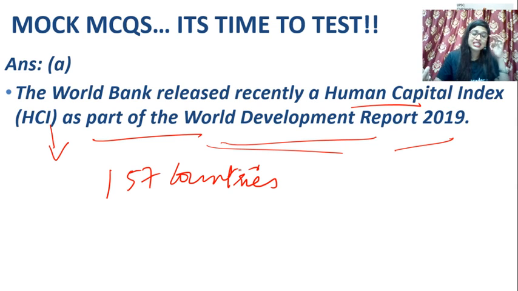And what is India's rank, guys, for the Human Capital Index? India ranks 115 in the World Bank's Human Capital Index.